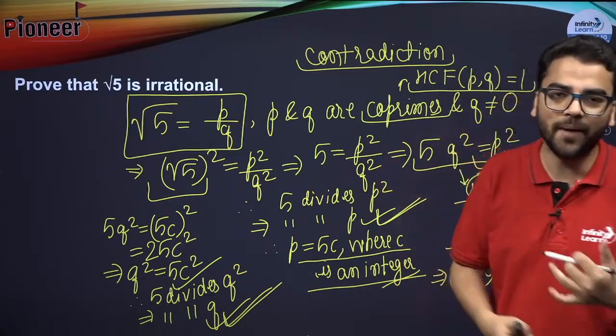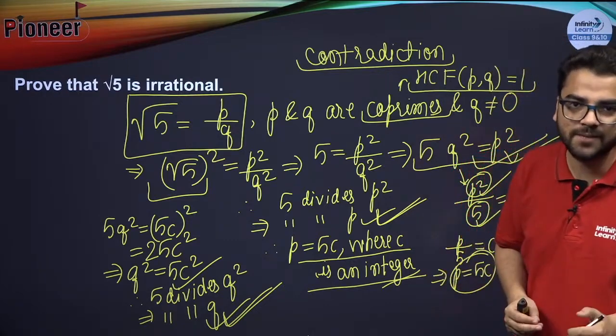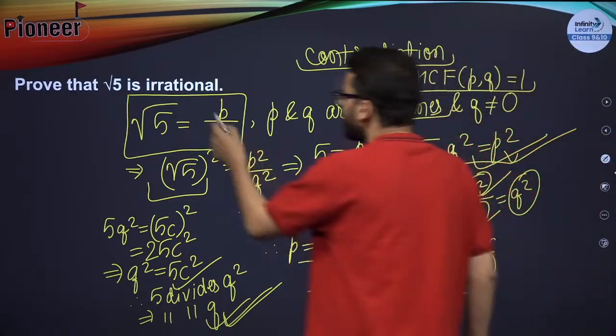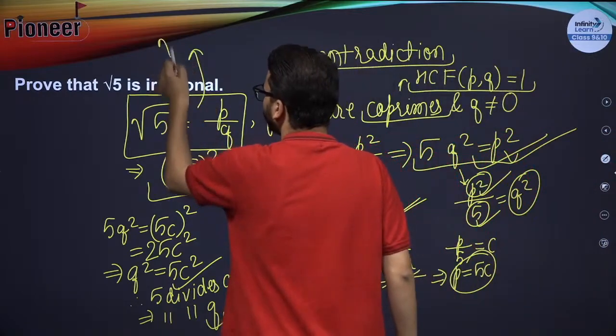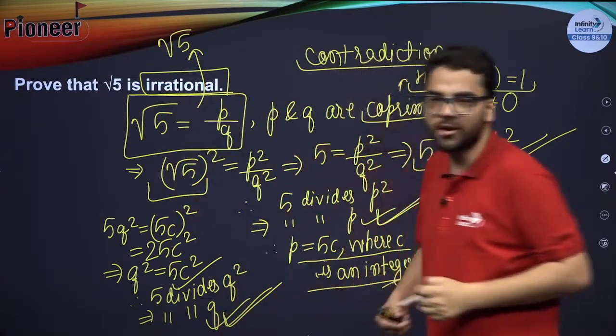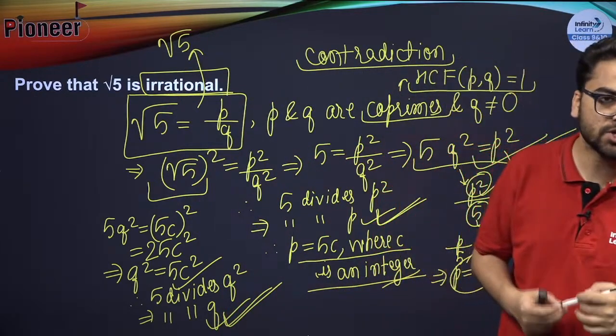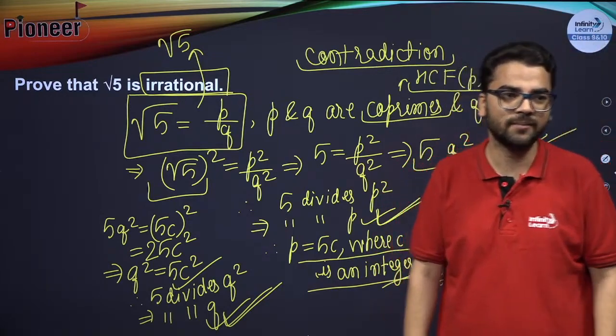That's how you do proof by contradiction. We will say that our assumption was wrong in the first place. Hence we can say that root 5 is an irrational number. It is not rational. Is it clear to everybody? Murli, Ayush, Dinesh, Shashi, is it clear to everybody in this session?